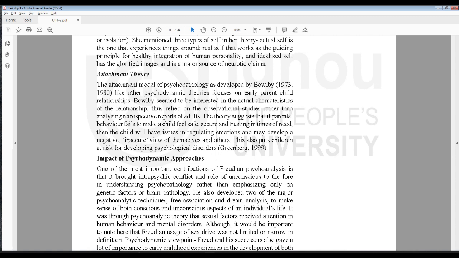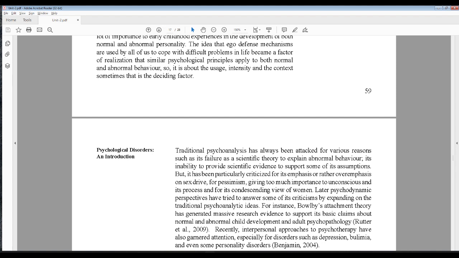Psychodynamic viewpoint. Freud and his successors also gave a lot of importance to early childhood experiences in the development of both normal and abnormal personality. The idea that ego defense mechanisms are used by all of us to cope with difficult problems in life became a factor of realization that similar psychological principles apply to both normal and abnormal behavior. So, it is about the usage, intensity and the context sometimes that is the deciding factor.